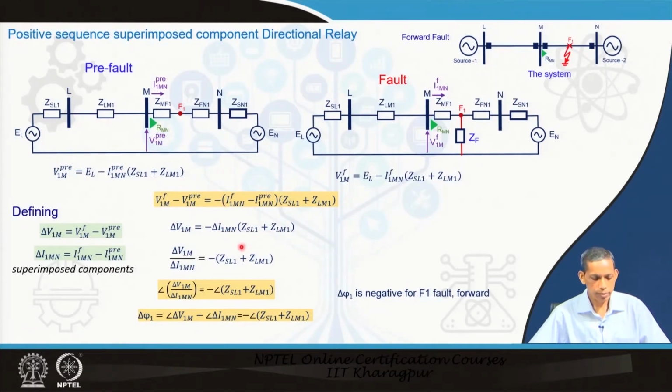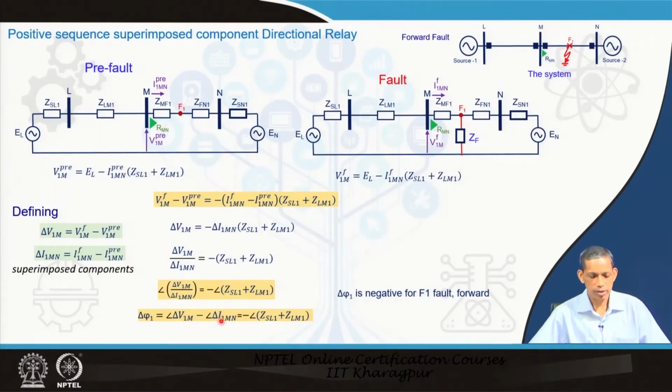Now, if you go to this delta V1M divided by delta I1M, that becomes negative. So, the angle of this side equals the angle of this. Therefore, if I designate this angle to be delta phi 1, the angle of delta V1M, the change in positive sequence voltage observed at bus M by the relay, minus the change in positive sequence current seen by the relay.